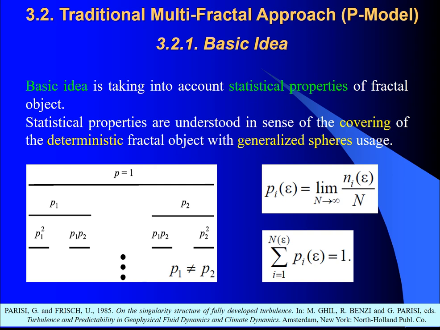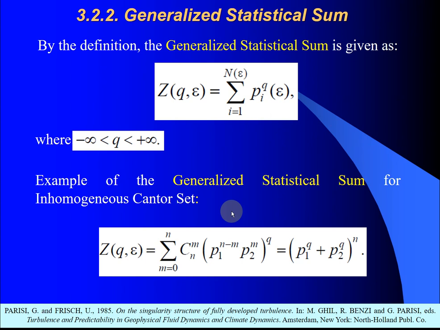In this situation, we can count how many dots of the fractal set are in each generalized sphere. And the number of these dots describes only the statistical properties of this object. And there is a way which can give us a method of describing these peculiarities. This idea starts with the generalized statistical sum, and you can see the expression here. For example, for the inhomogeneous Cantor set, this generalized statistical sum is given by this equation.